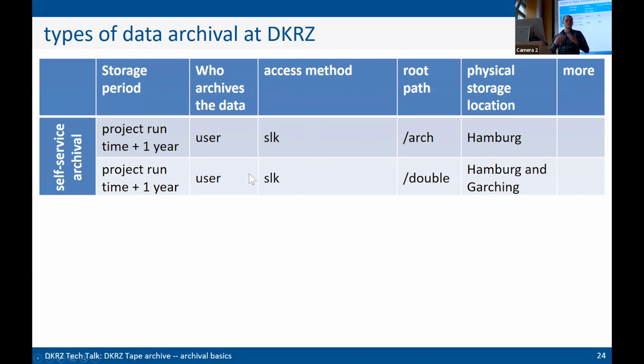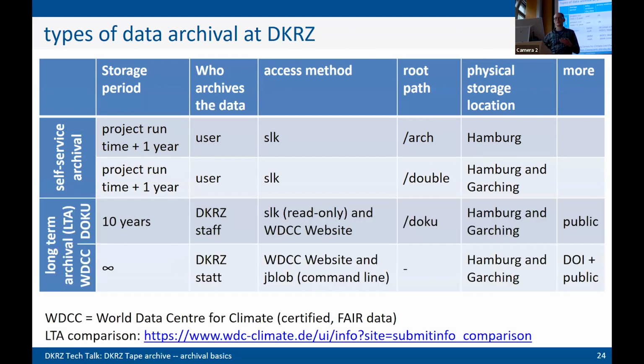If you have publication data which you want to archive, then we have different means. We have so-called long-term archival, LTA, there's the WDCC, World Data Center for Climate, and so-called DOKU. This is meant for, let's say, publication data. For example, we have IDEAN here, and if you want to archive data to DOKU, then contact DKRZ, and we'll probably talk to IDEAN about this. You cannot do it yourself. You have to provide the data, and DKRZ staff copies it for you to this location.